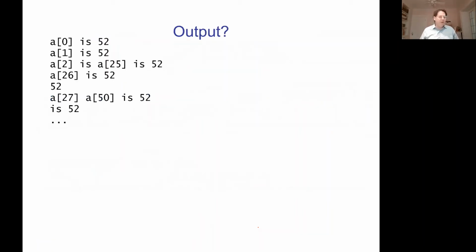That's not what I get if I run this code with the OpenMP directives in it. I would get A of 0 is 52. That makes sense. A of 1 is 52. A of 2 is... A of 25 is 52. A of 26 is 52, 52. This is real output that I got from running this program.